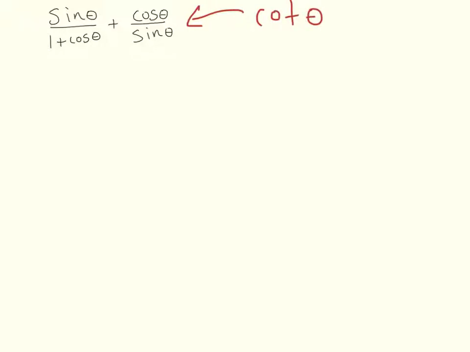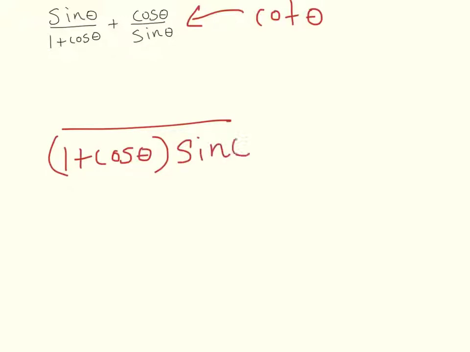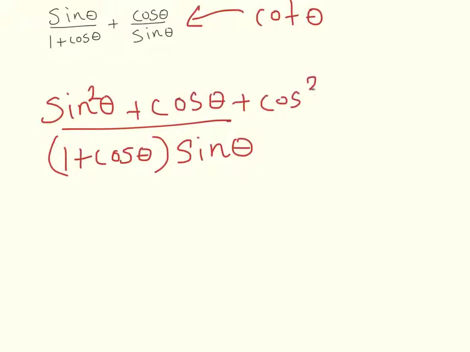Let's actually combine these two together, and let's get a common denominator. Since the denominators have nothing in common, there are no common factors, the common denominator will be the product of those two factors. So our denominator will be 1 plus cosine theta, that quantity, times sine theta. In order to get the first term to have that denominator, we have to multiply by sine theta on the top and the bottom, so we get sine squared theta. And in order to get the right term to have that denominator, we have to multiply by the quantity of 1 plus cosine. So this will give us cosine theta plus cosine squared theta.